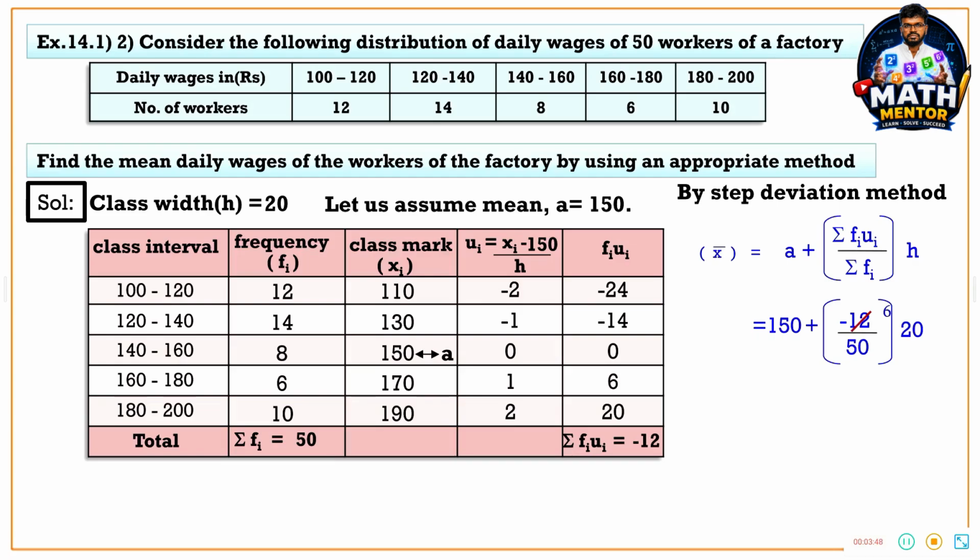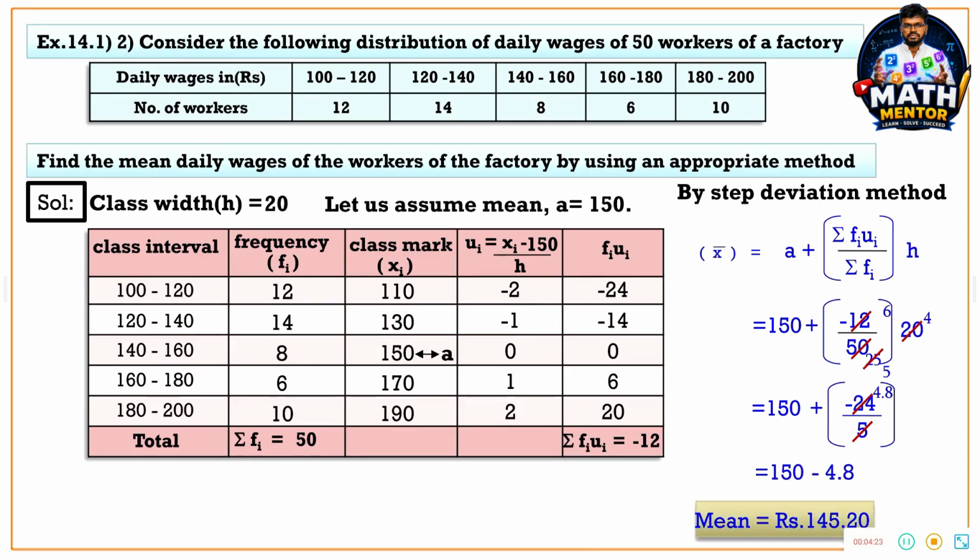Here we can cancel 12 and 50 in the 2 table, so 6 by 25, and again we can cancel 25 and 20 in the 5 table, 5 and 4. So 150 plus, 6 fours are 24, minus 24 by 5. If we divide minus 24 by 5, we have 4.8. So 150 plus into minus is minus 4.8. 150 minus 4.8 is 145.20. This is how we calculate the mean by the step deviation method.